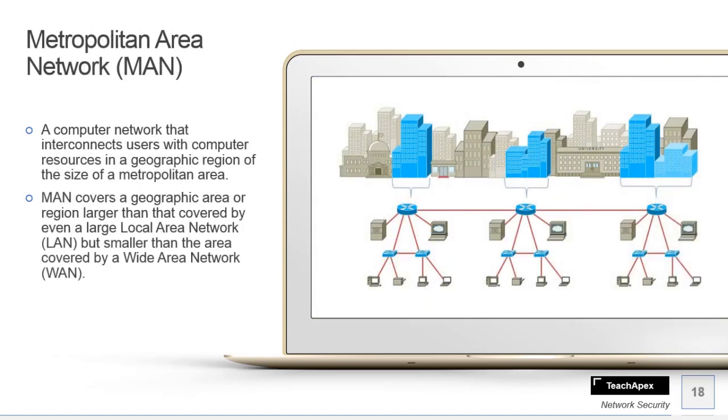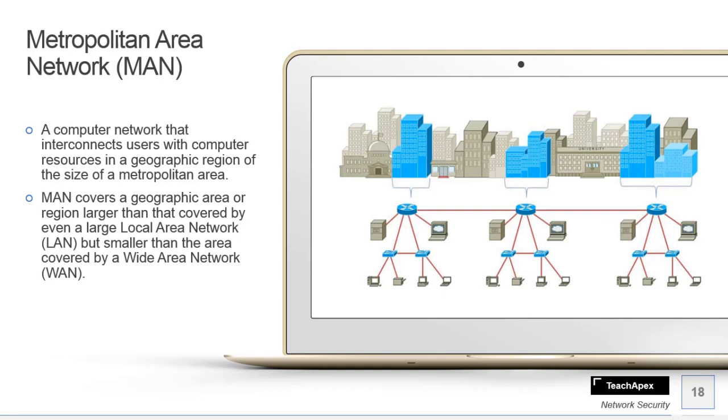Then we have metropolitan area network. This is, you can say, a combination of LANs, a computer network that interconnects users with computer resources in a geographic region of the size of a metropolitan area. It consists of a computer network across an entire city, a college campus, or a small region. A metropolitan area network is larger than a local area network, definitely, right?